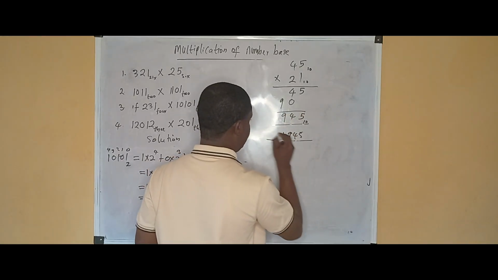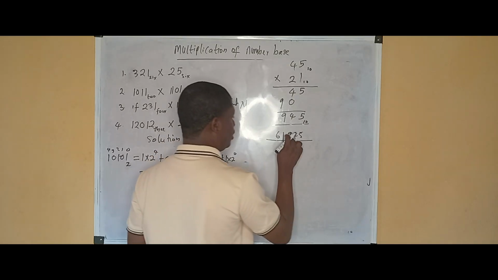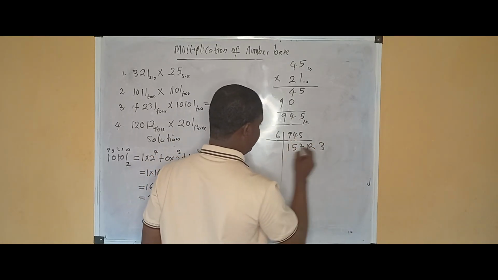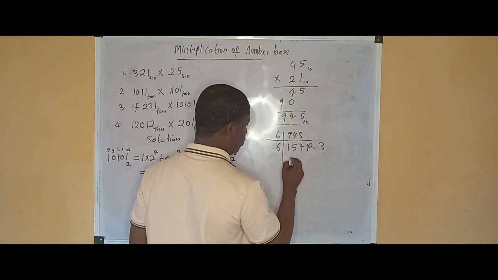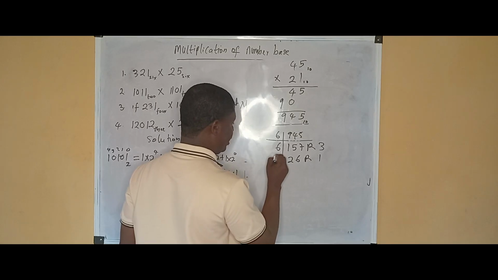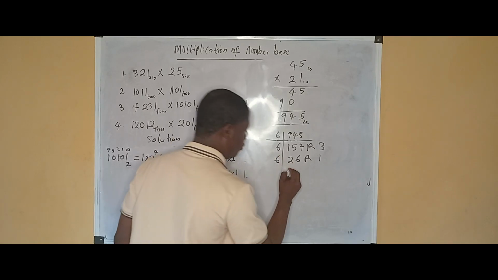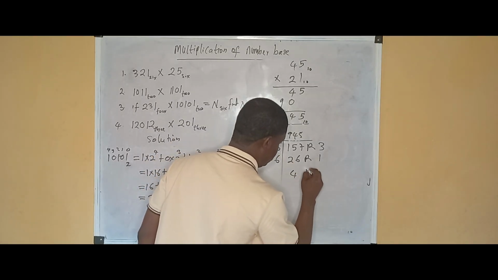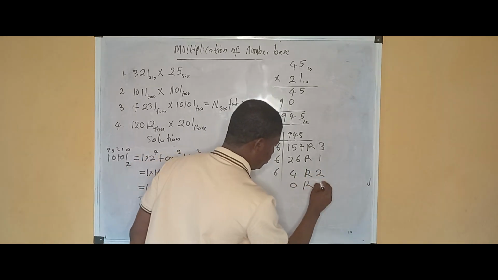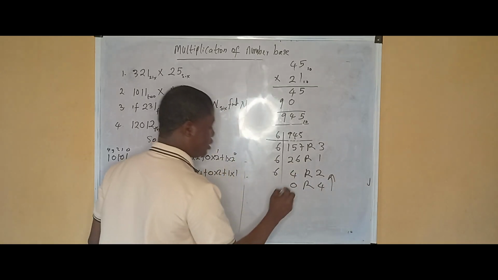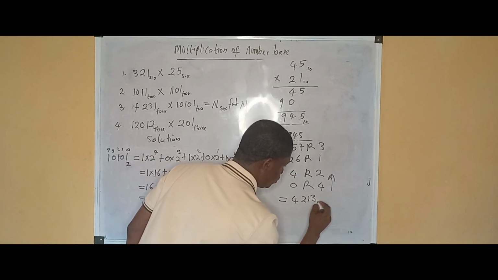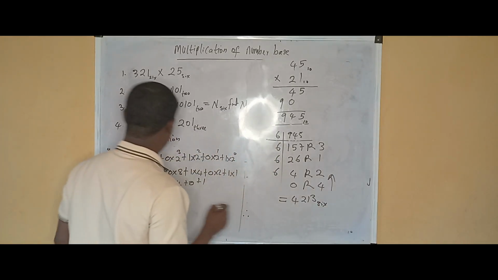9, 4, 5. So we divide all of it by 6. So we have 945 divided by 6, which will give us 157, remainder 3. 157 divided by 6 gives 26, remainder 1. 26 divided by 6 gives 4, remainder 2. So 4 divided by 6 will give us 0, remainder 4. So we count upward. Our answer is 4, 2, 1, 3 in base 6.